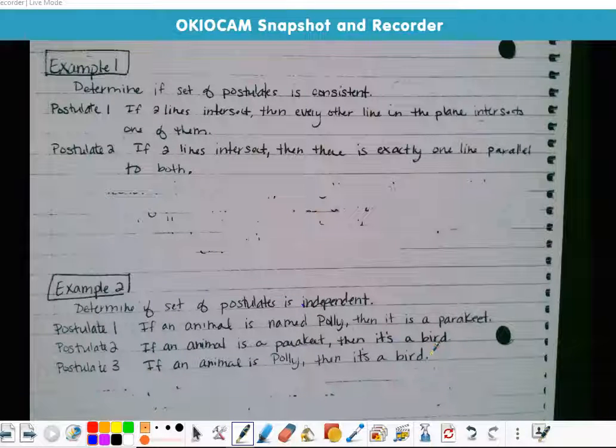Okay, say that again. There could be, but a postulate means like this is true, right? So a postulate, if we look back, it's the basic relationships that are assumed true without proof. So there doesn't have to be more. This is just saying if there's any two lines that intersect, then every other line in the plane intersects one of them.